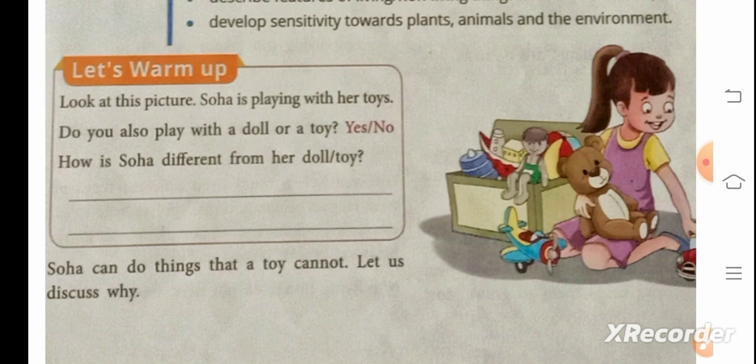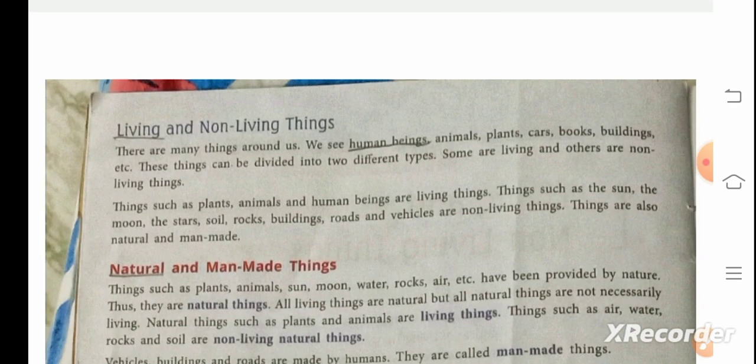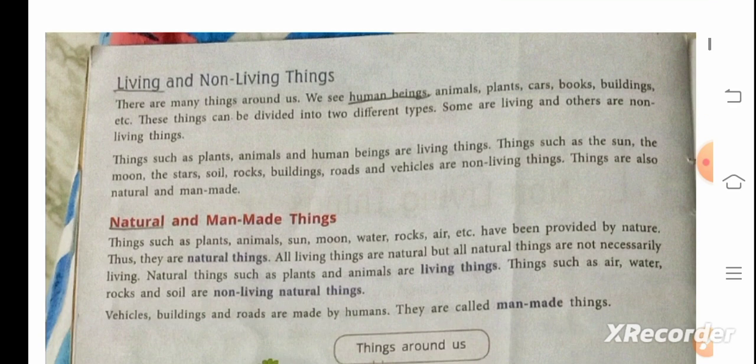Now let us discuss more about living things and non-living things. There are many things you can see around us. For example, human beings, animals, plants, cars, books, buildings, etc. All these things are divided into two different types: some are living things, some are non-living things. Plants and animals belong to living things, whereas cars, books, buildings, your bag, pencil, eraser, tiffin box, water bottle, everything belongs to non-living things.